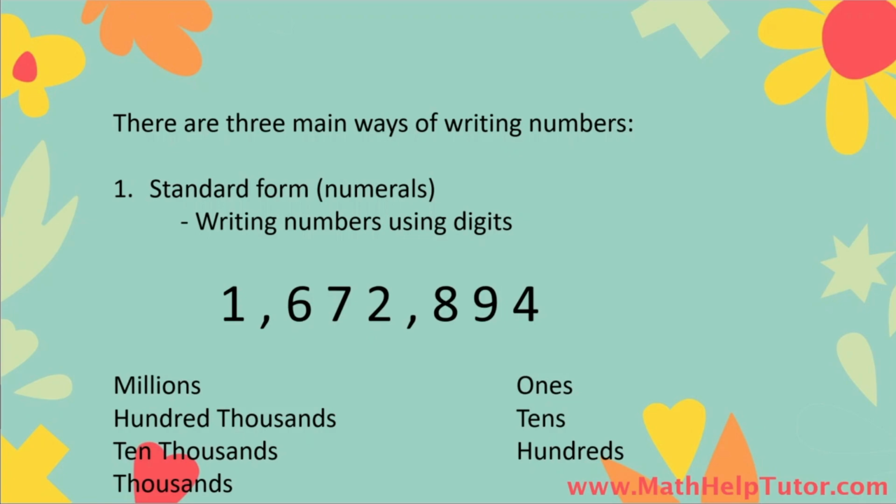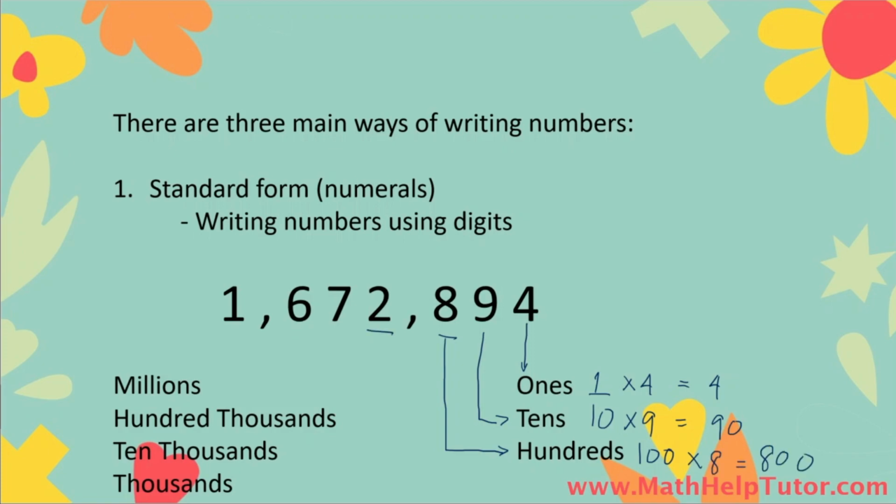So the digit 4 in the ones place, which has a place value of 1, has a value of 4. The digit 9, which is in the tens place, which has a place value of 10, has a total value of 90. The digit 8, which is in the hundreds place and has a place value of 100, has a value of 800. The digit 2, which is in the thousands place, which has a place value of 1000, has a value of 2000.